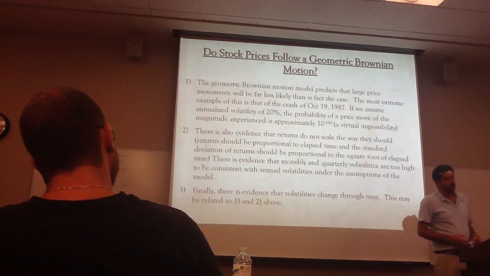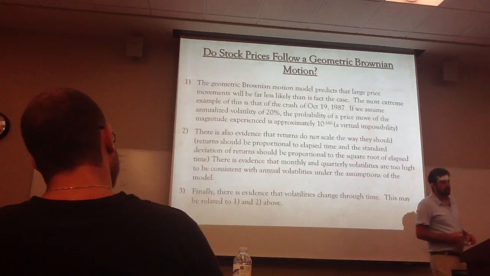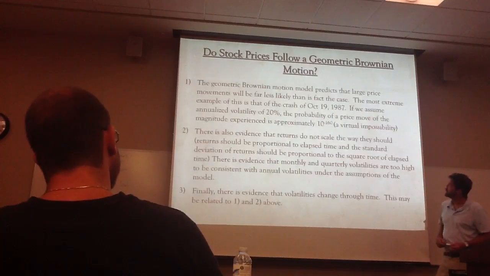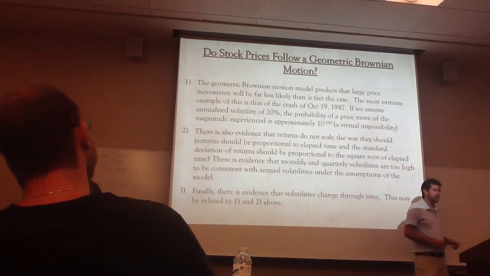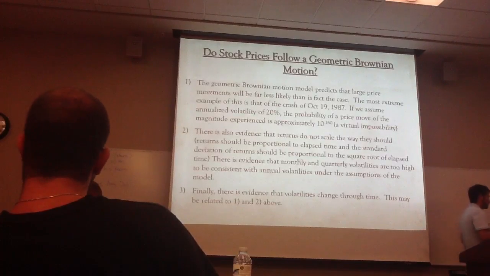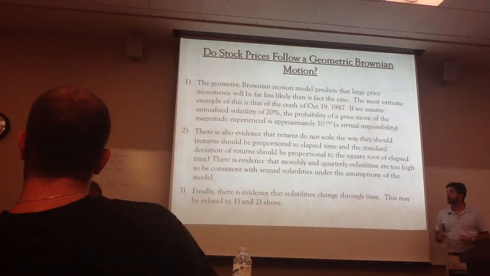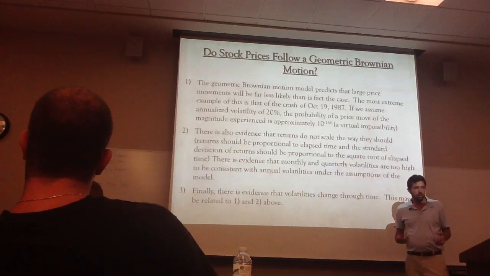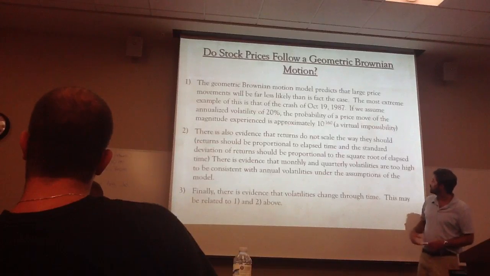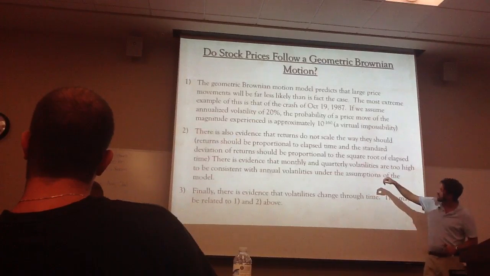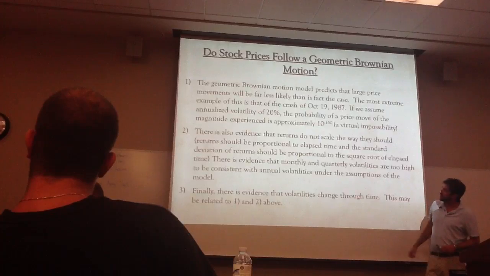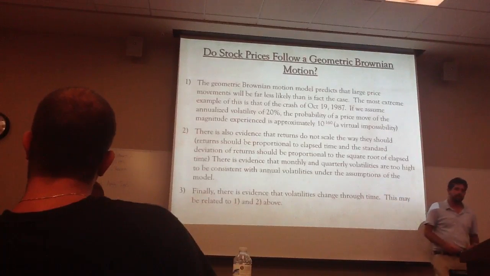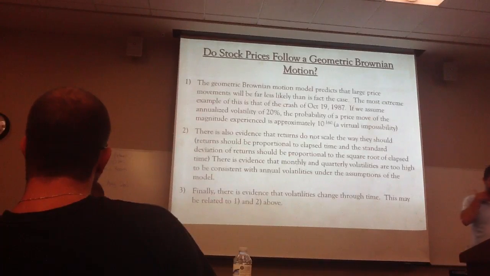So this is called a lognormal distribution. And again, with geometric Brownian motion, which is what most people have relied on, it predicts that large price movements will be far less likely than is in fact the case. We've seen extreme instances of this: the stock crash of 1987 and the flash crash of 2010. If we assume a 20% volatility level, which is the average standard deviation for stocks over the last 100 years or so, the probability of this is basically 1 out of 1 trillion years.